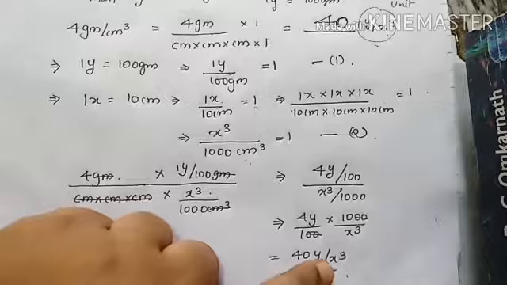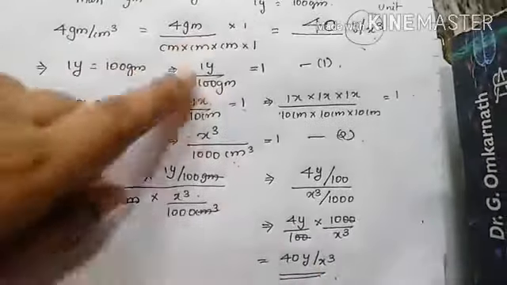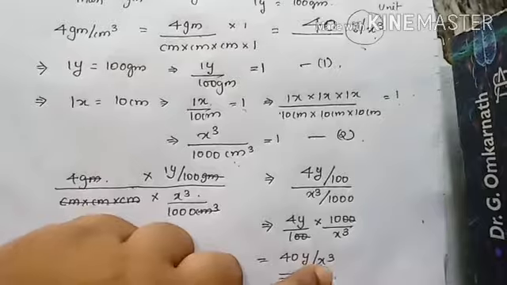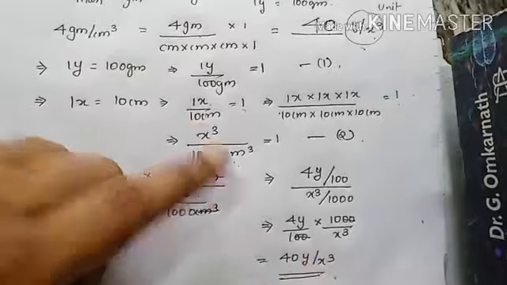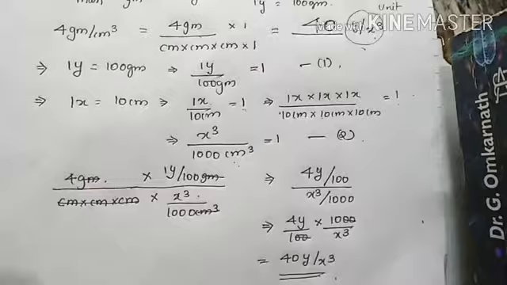So 40 units is the value of density of this rod. Clear? This is a NEET question guys.